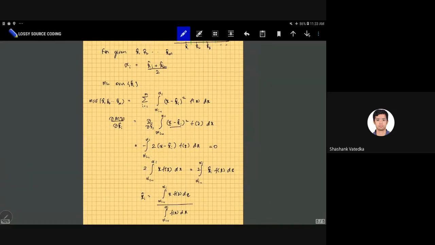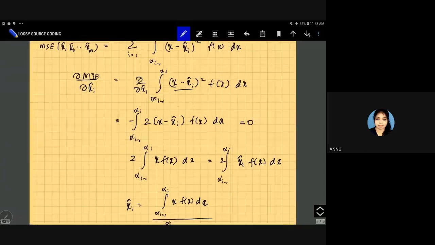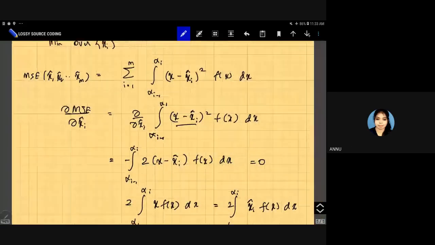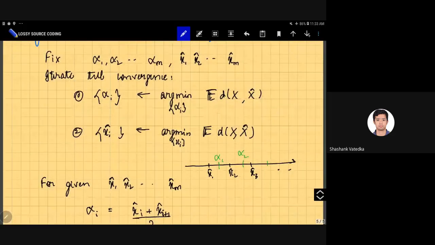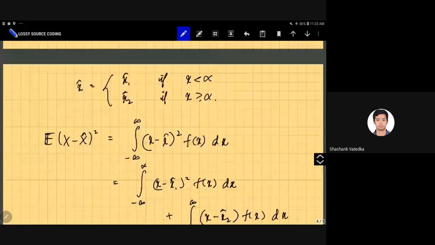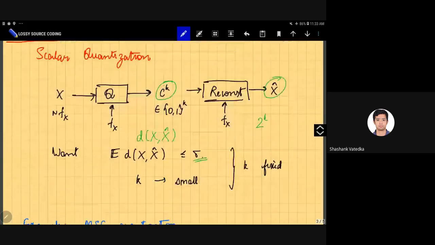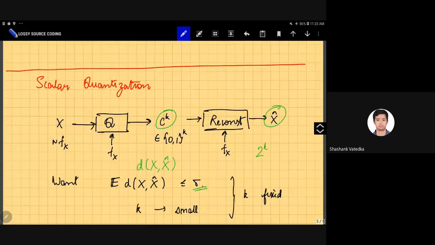Sir, I have a doubt regarding this x hat. So x hat is actually the value of q of x, right, sir? Not exactly q of x. So q of x is going to be a sequence of bits. So let's go back to our block diagram. We want to represent x using a certain number of bits. This is what will be stored.